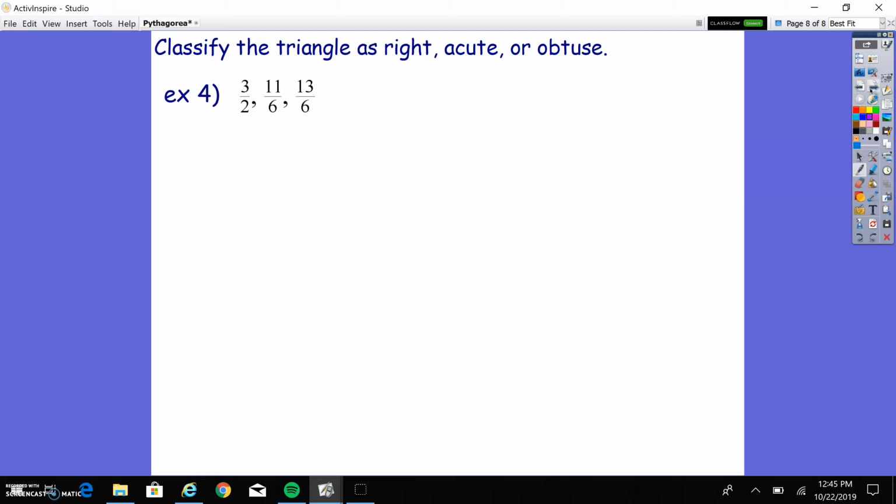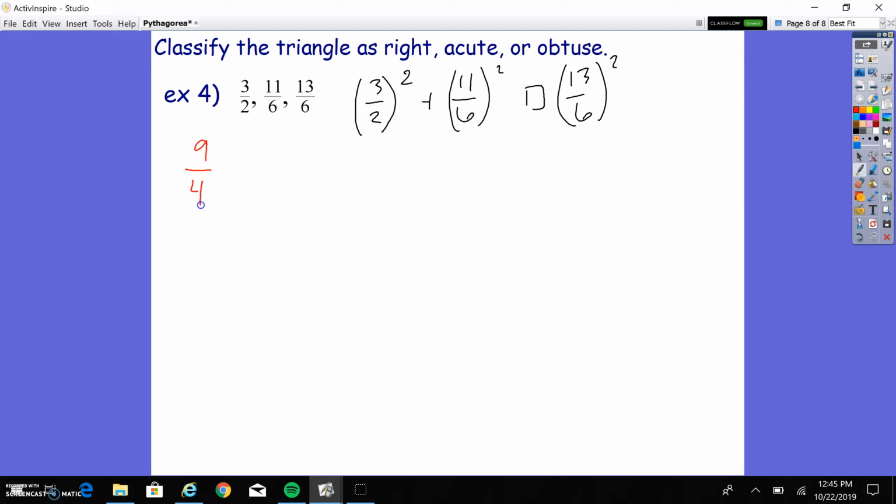So we're going to try it one more time, and in this case we're going to have some fractions. So we're going to do the same thing, 3 over 2 squared plus 11 over 6 squared is, we don't know, greater than, less than, or equal to 13 over 6 squared. So I'm going to switch each step's colors, that way you can see what I'm doing. So when you square a fraction, you need to square the top and the bottom. So 3 squared is 9, 2 squared is 4, 11 squared is 121, 6 squared is 36, and I'm going to put our little box there. 13 squared is still 169, and 6 squared is 36.